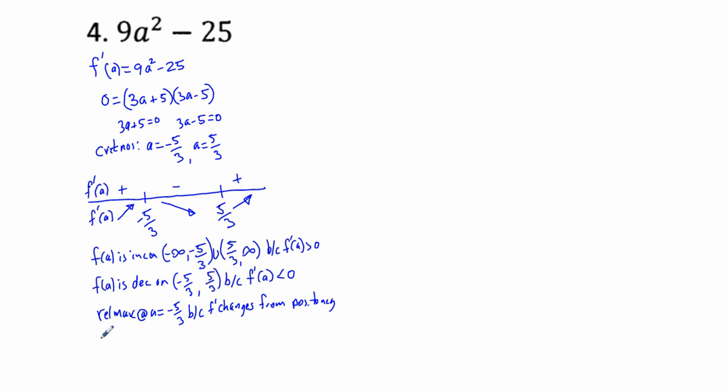We have a relative min at x equals 5/3, because f prime changes from negative to positive.